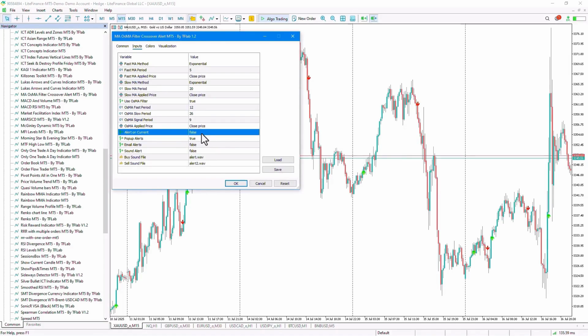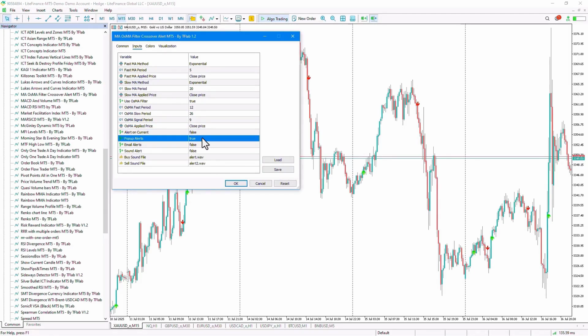In the following section, we can set the alert status for when the candle is still open and hasn't closed yet. Signals can be generated either while the candle is still open or only after it has closed. By default, this option is set to false. This means that signals are only generated once the candle has closed, but if we set this option to true, signals will be displayed on the chart even while the candle is still open and active.